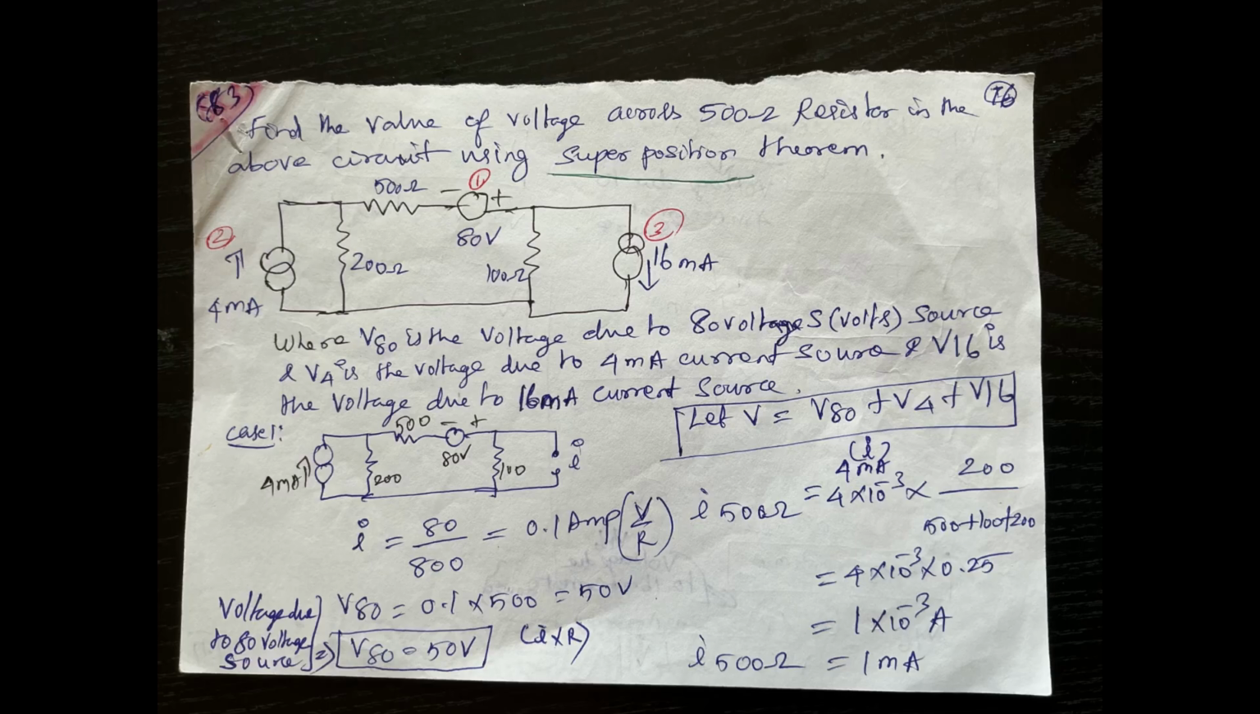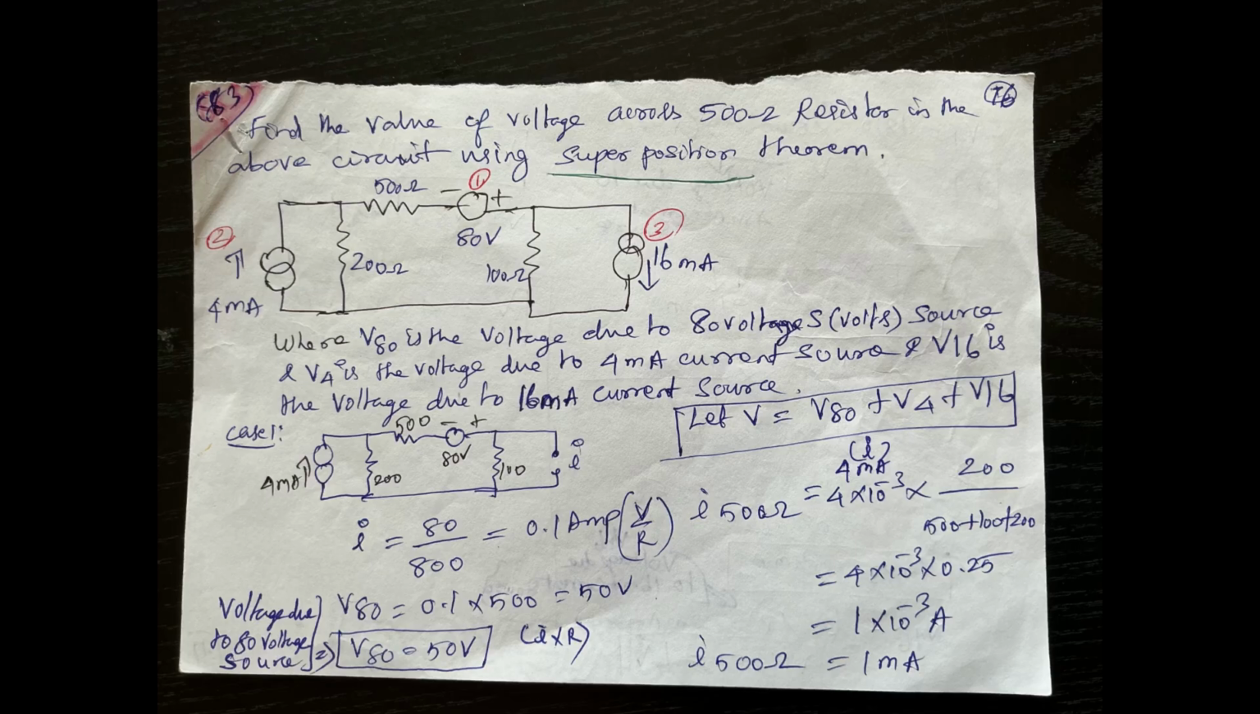Question: find the value of voltage across the 500 ohm resistor in the above circuit using the superposition theorem. In this circuit, the total sources output is not necessary. Only the splitting sources output is calculated. In the circuit shown in the figure, there are 3 sources: 80 volt, 4 milliampere and 16 milliampere. Resistances are 500 ohm, 200 ohm, 100 ohm. We find out the voltage across the 500 ohm resistance.